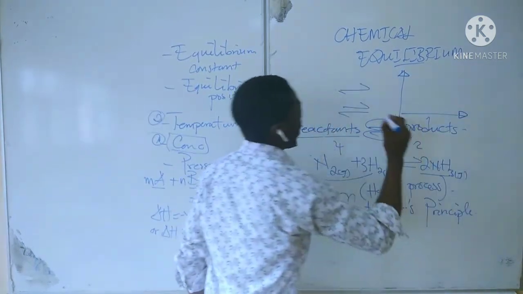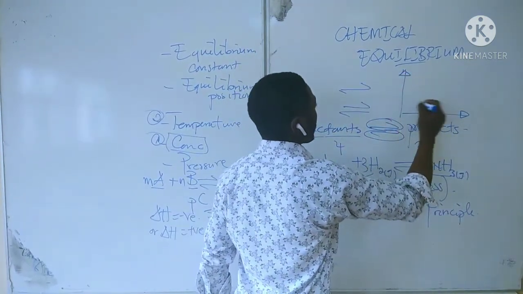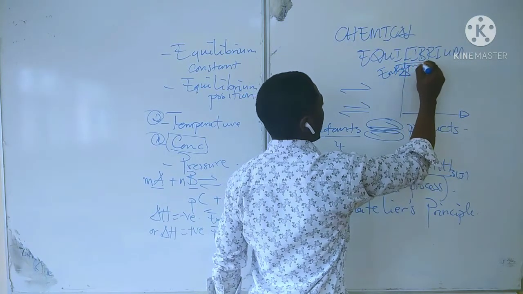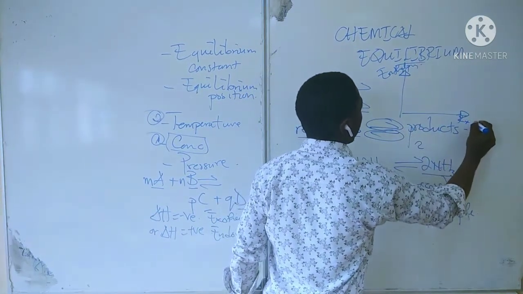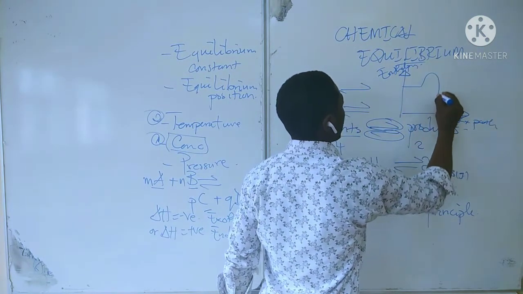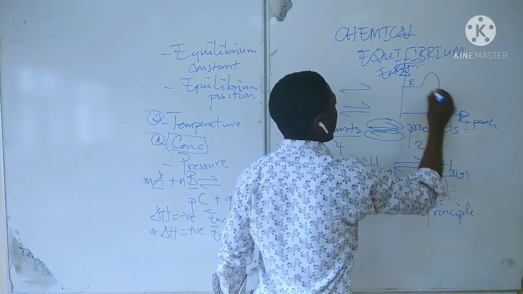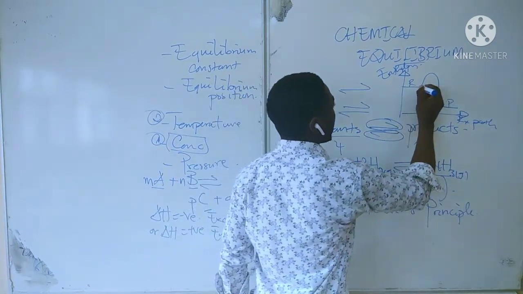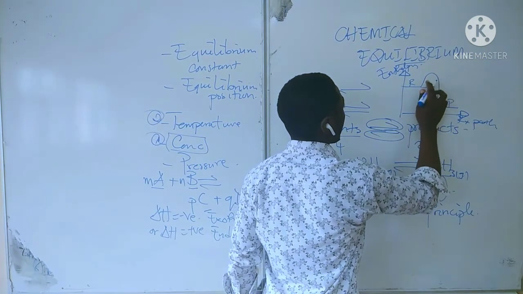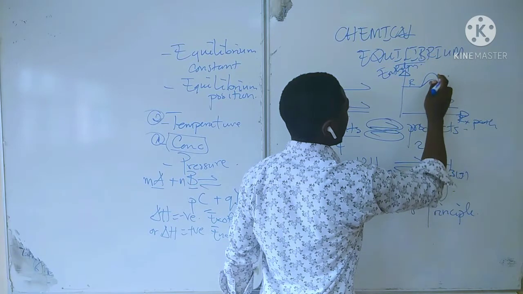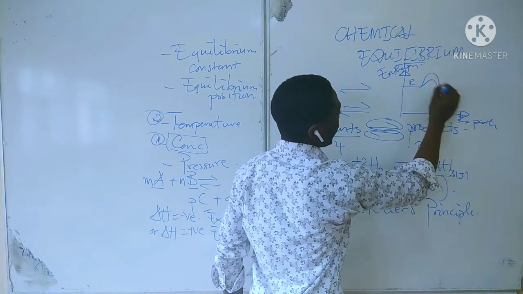So here I can have, let's say, this is enthalpy change, and this is the reaction path. Say for example that a reaction normally was supposed to take this path. These are the reactants and these are the products. When you put in a catalyst, it is going to decrease the activation energy, and increases the rate at which equilibrium will be attained.